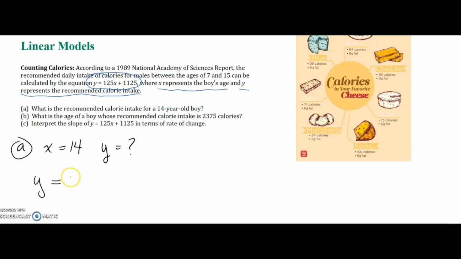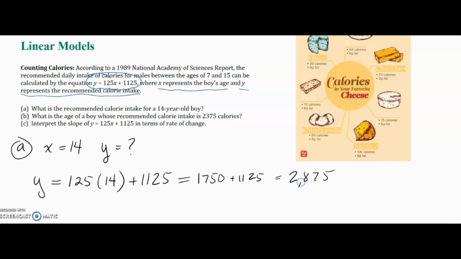Okay. So I'm going to take y is equal to 125 multiplied by the 14 years of age that I have been given. And I'm going to add 1,125. Let's see, what do I get? So that gives me 1,750 plus 1,125, which is 2,875 calories.